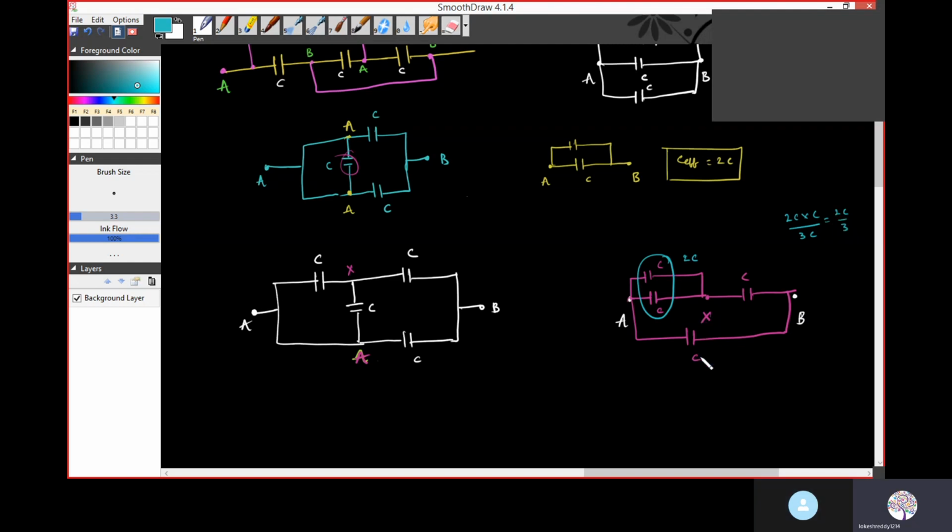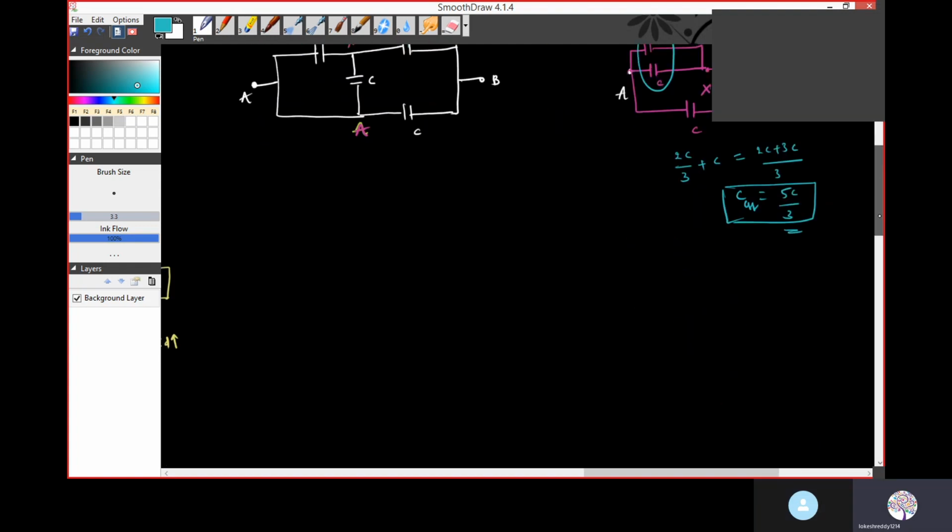So 2C by 3 and C are in parallel. So that is 2C by 3 plus C, which is equal to 2C plus 3C by 3, that is 5C by 3. So the equivalent capacitance is 5C by 3. Okay.